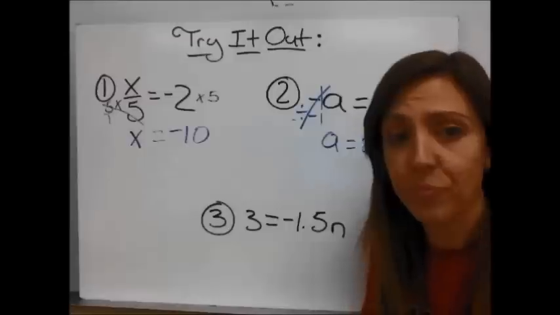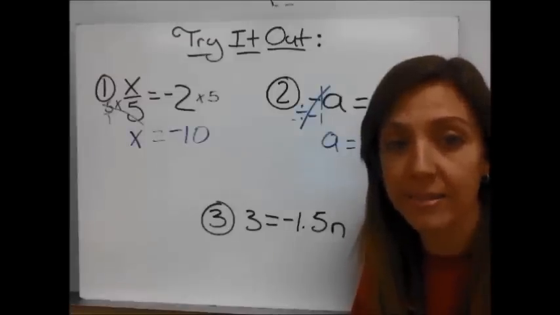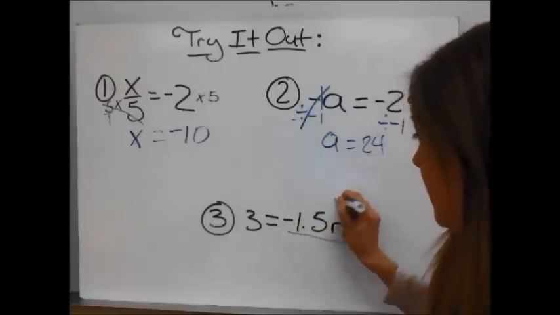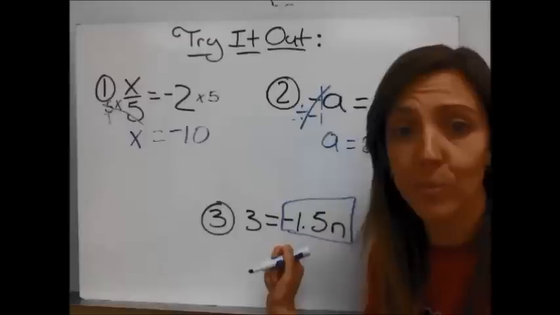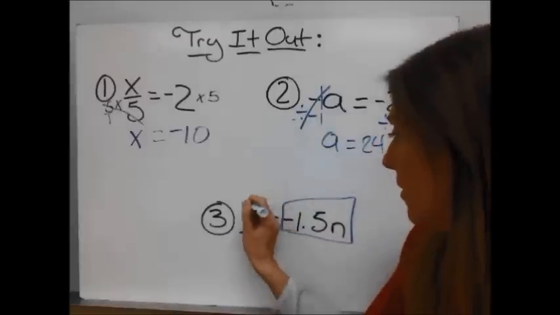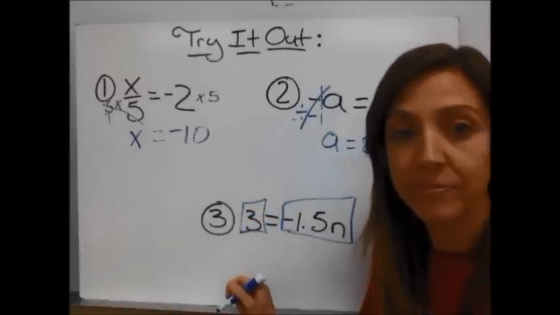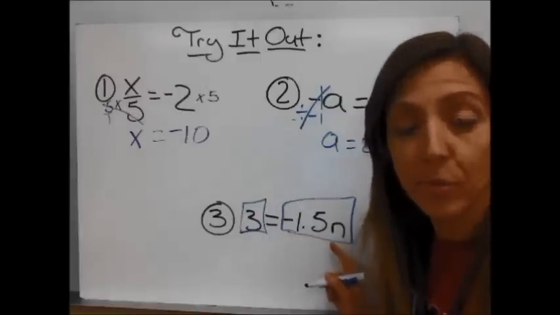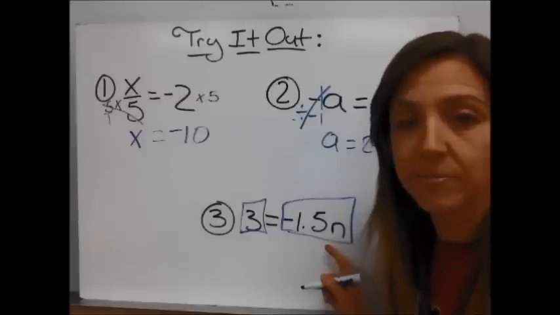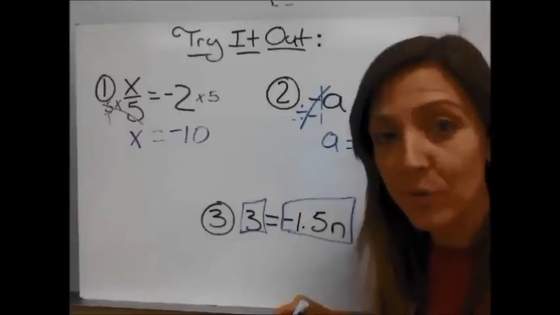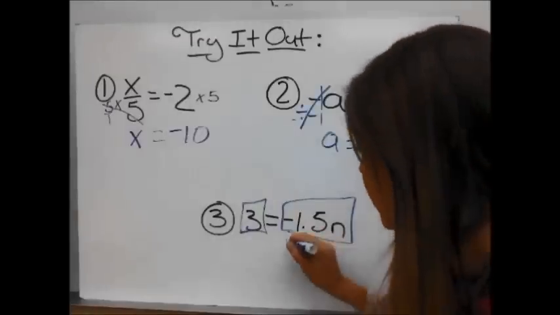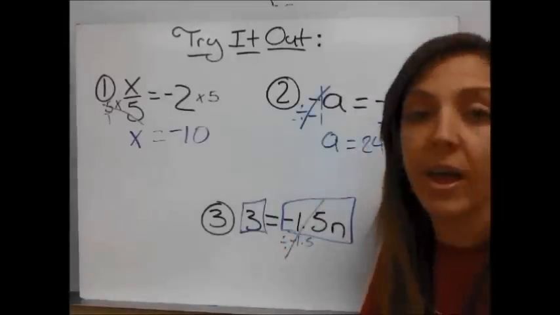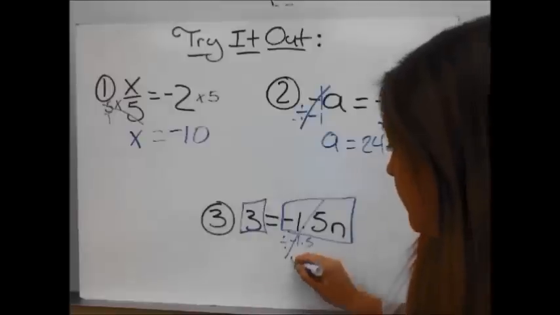Number 3. 3 equals negative 1.5 n. N, my variable, is on the right side. So I'm going to start on the same side where my variable is. On the left, I have the 3. I want to get my variable alone. Negative 1.5 n is multiplication. That's like 1.5 times n. And so what's the inverse of multiplication? Division. So I'm going to divide by negative 1.5, which is just going to cancel out and give me 1 n, or just n.